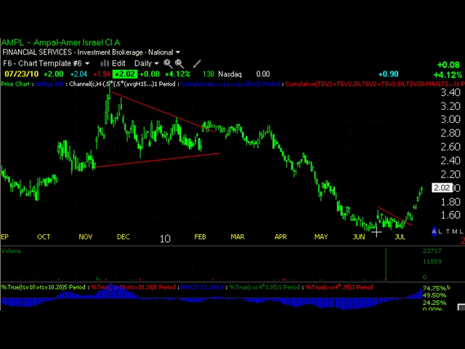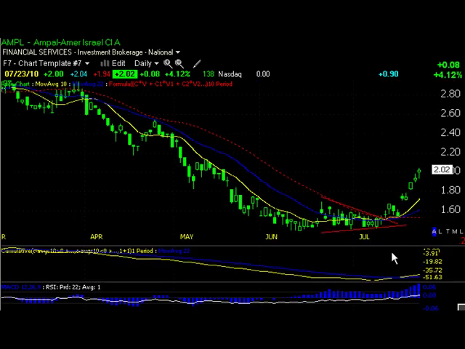Watch for the volume. See, we got a nice volume spike there. And that's about it. That's a good way to trade AMPL with simple moving average, RSI, and MACD.